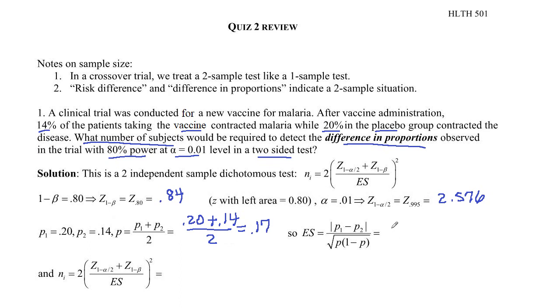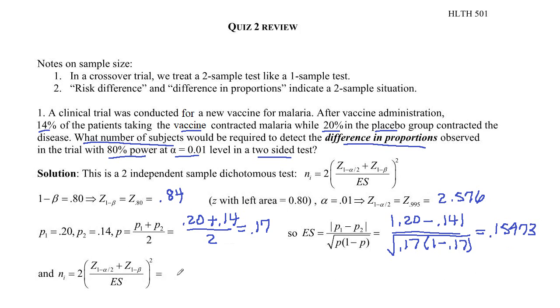And so then our effect size in the numerator, we're going to have absolute value of 0.20 minus 0.14. And then we're going to divide by square root, 0.17 times 1 minus 0.17. So if you enter that into the calculator, you will get 0.15973 to 5 decimal places. And now we can go ahead and make our substitutions.